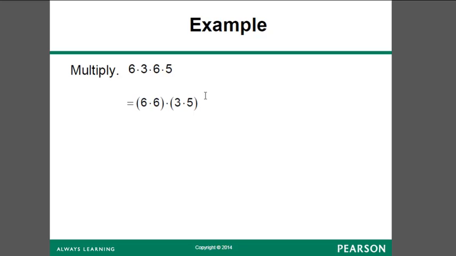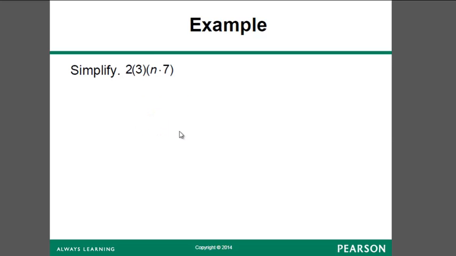I could have done it the way it is written and multiplied the 6 times 3, 6 times 5, and gotten the exact same answer. It's however you want to do it. But in this case, 6 times 6 will give me 36, and 3 times 5 will give me 15. Then I do my result. 36 times 15 is 540.